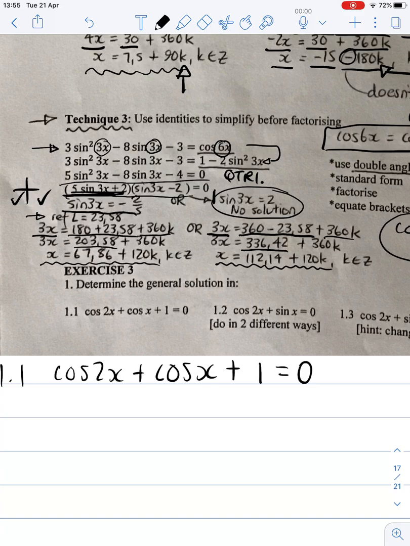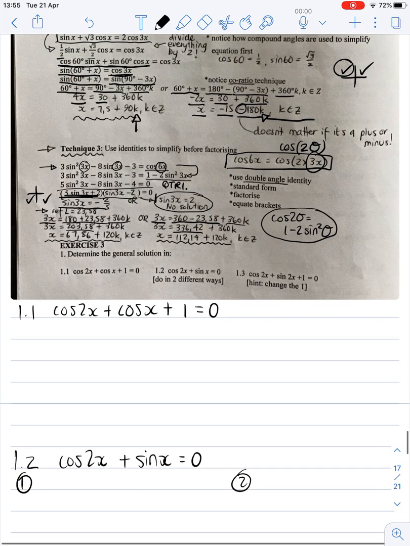Okay, or the other side. Okay, so that's technique 3. I'm going to pause this video or stop this video, and I'll mark exercise 3 in the next video.